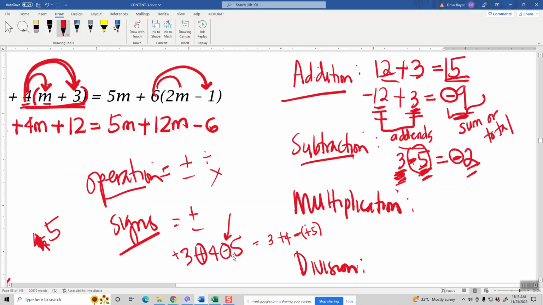So we will continue. For multiplication, the rule here is only having two rules. Okay, we have the like sign and unlike sign.